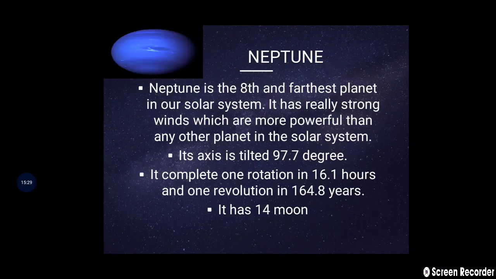Next, last but not the least, the 8th planet and the farthest planet in our solar system. It has really strong winds, with more power than any other planet in our solar system. Interesting fact again. Its axis is tilted 97.7 degrees. It completes one rotation in 16.1 hours and one revolution in 164.8 years. It has a total of 14 moons.